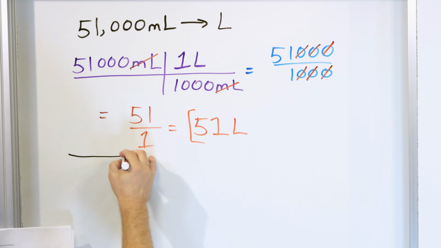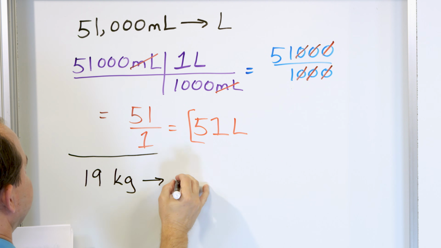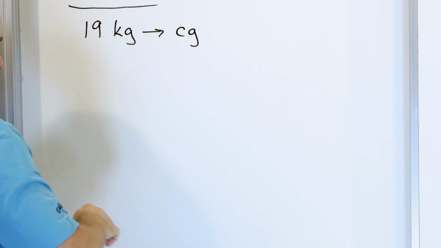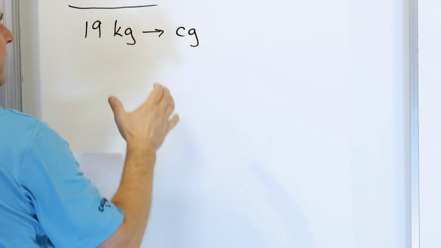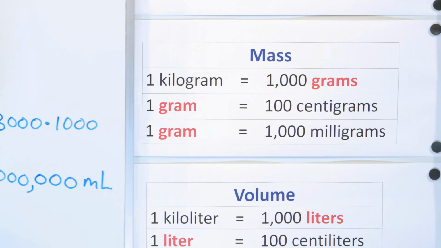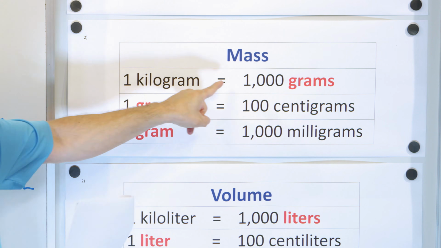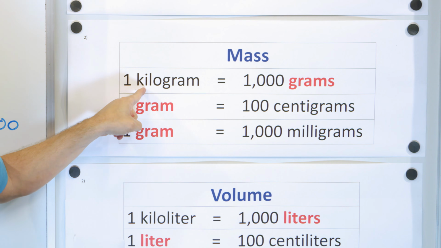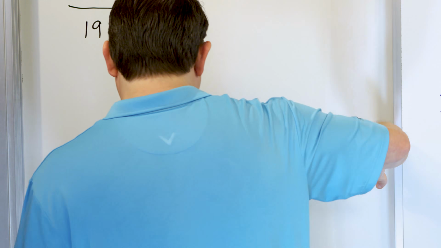Here's our last problem for this lesson. We have 19 kilograms. Let's convert it to centigrams. Kilograms to centigrams. We do not have a direct path from kilograms to centigrams, but we do have a path from kilograms to grams, and then once we get to grams, we go from grams to centigrams. So let's start by saying 1 kilogram is 1,000 of these little bitty grams.